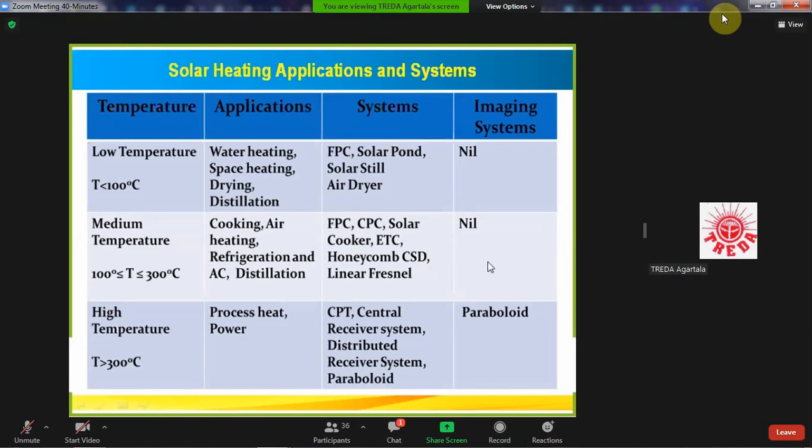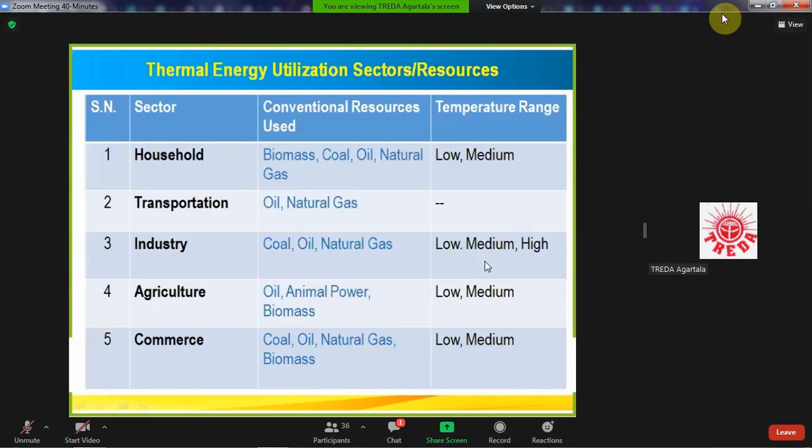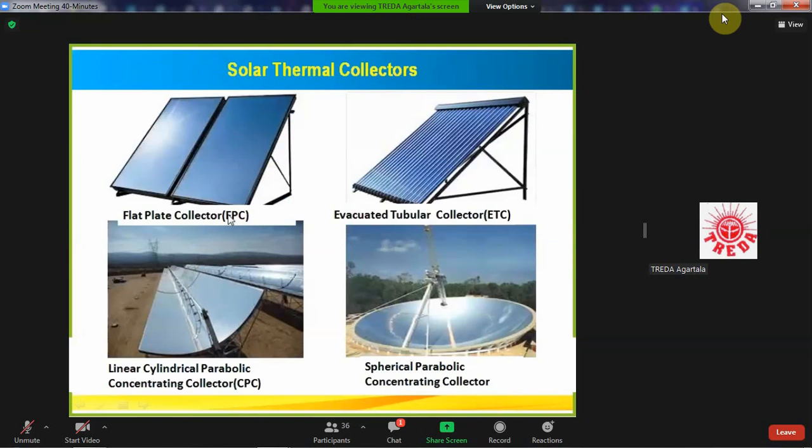For high temperature process heat power, CPP, central receiver system, distributed system, etc. Actually, whatever we are doing for household, we are using biomass, coal, oil, natural gas for our cooking purpose and other purpose. Transportation purpose, oil, natural gas. Industry purpose, coal, oil, natural gas. Agriculture purpose, oil, animal power, and biomass. These are the things, and these are the solar water heater.